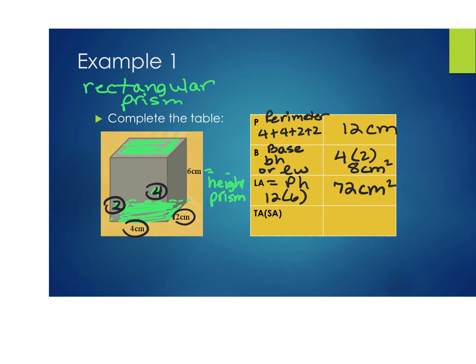Now remember, for lateral area, if you would have rather found the area of each one of those 4 rectangle sides, you can do that as well. Just calculate each one and then add them up.